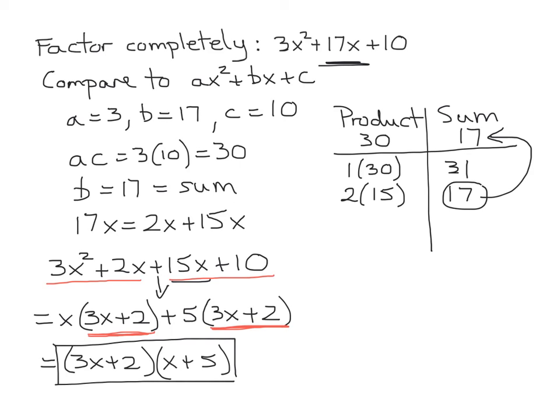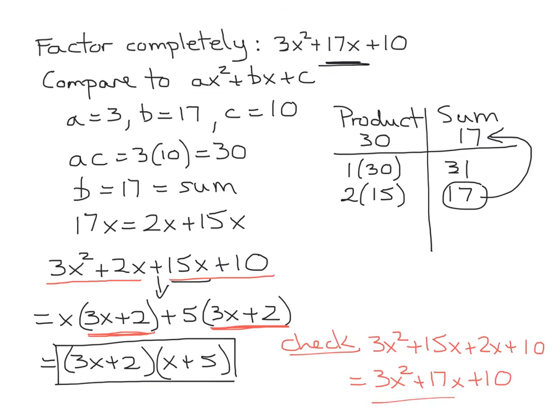And remember, how do we check it? Let's check it quickly by FOILing. 3x times x is 3x squared. 3x times 5 is 15x. 2 times x is 2x, plus the last term, 2 times 5 is 10. And so adding the middle two terms together, do I get my original polynomial? Yes.